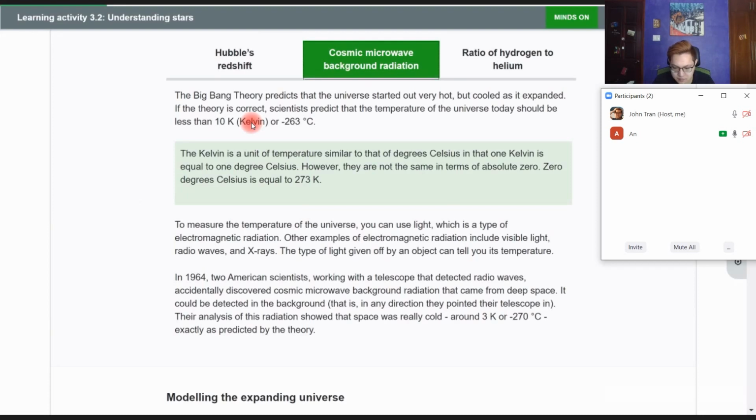To measure the temperature of the universe, you can use light, which is a type of electromagnetic radiation. Other examples of electromagnetic radiation include visible light, radio waves, and X-rays. The type of light given off by an object can tell you its temperature.